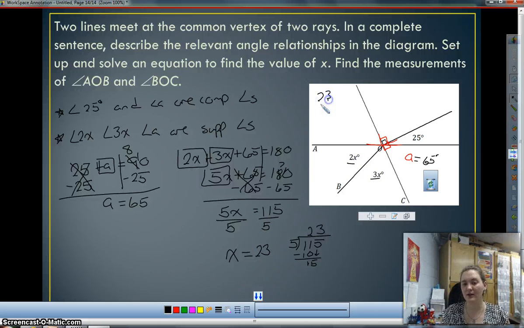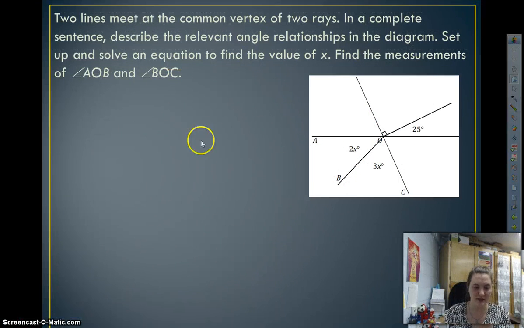So 23 times 2. 2 times 3 is 6. 2 times 2 is 4. 46 degrees. We also take 23 times 3. 3 times 3 is 9. 2 times 3 is 6. 69 degrees. Our two missing angles are 46 degrees and 69 degrees.